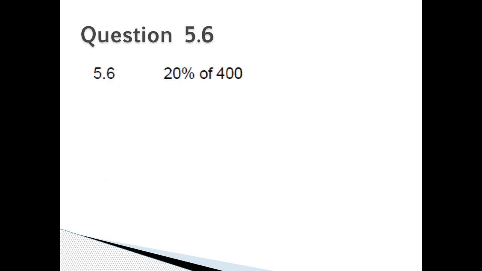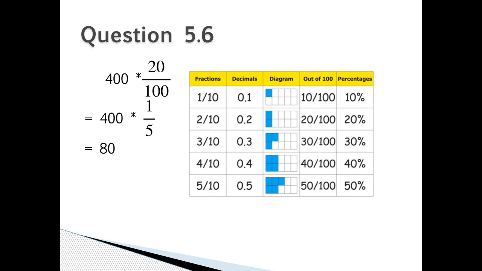20% of 400. It is very important to be able to convert from fractions to decimals, to be able to depict it in a diagram, to work out what it is out of 10, and to know what the percentage is. Here you can see the relationship between each of them.